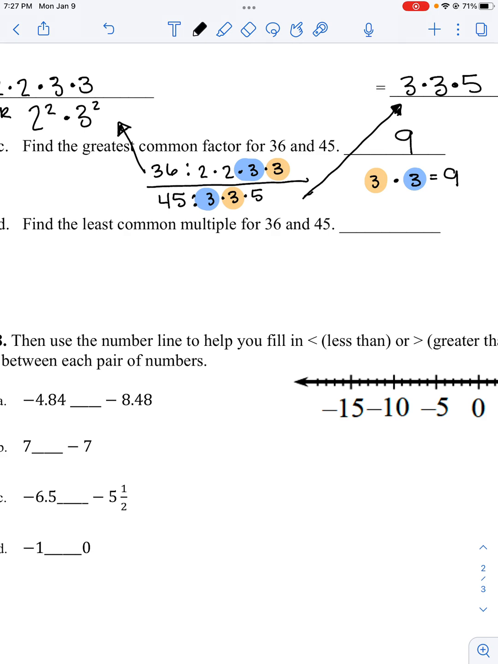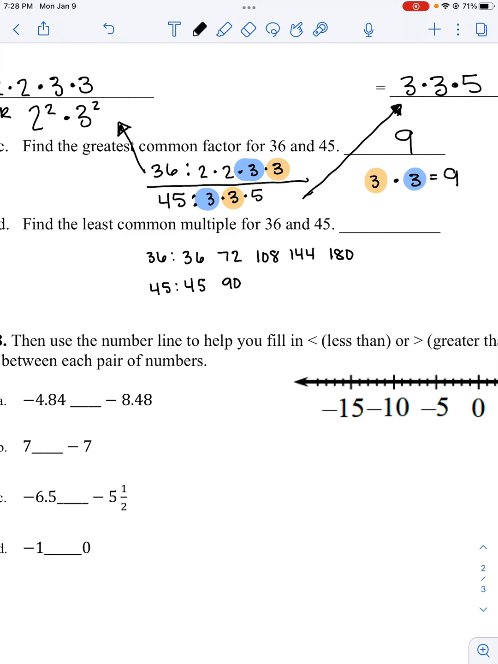The least common multiple for 36 and 45. I can count by 36s. I might need a calculator for this, okay? Because it's not something that we normally do. So start with 36 and go to 72, 108, 144, 180. I'm going to try 45s.